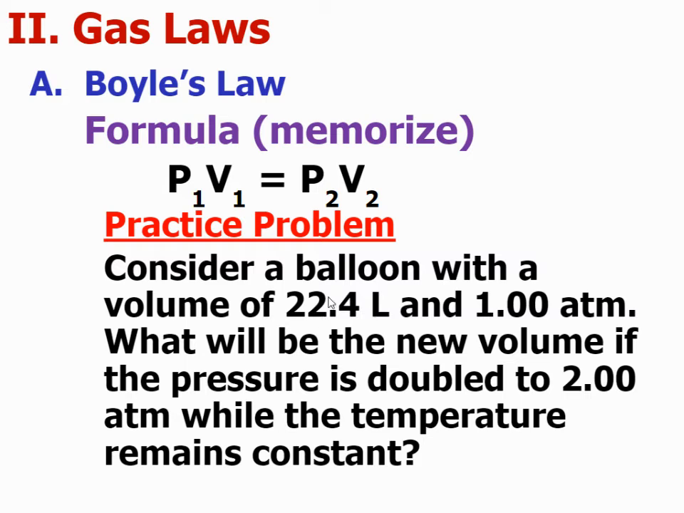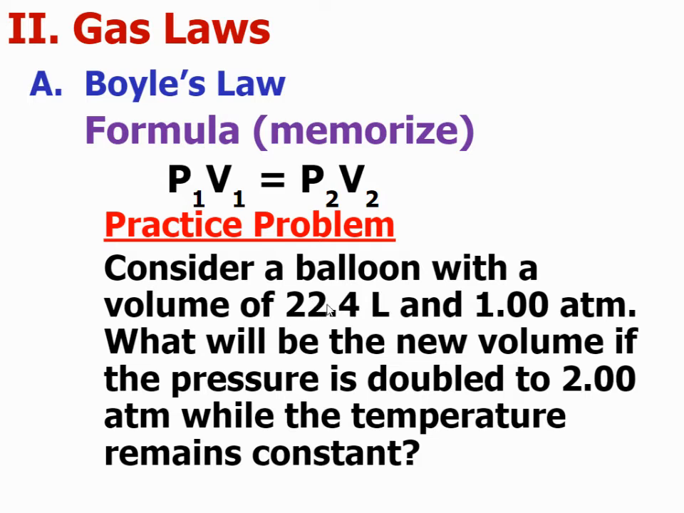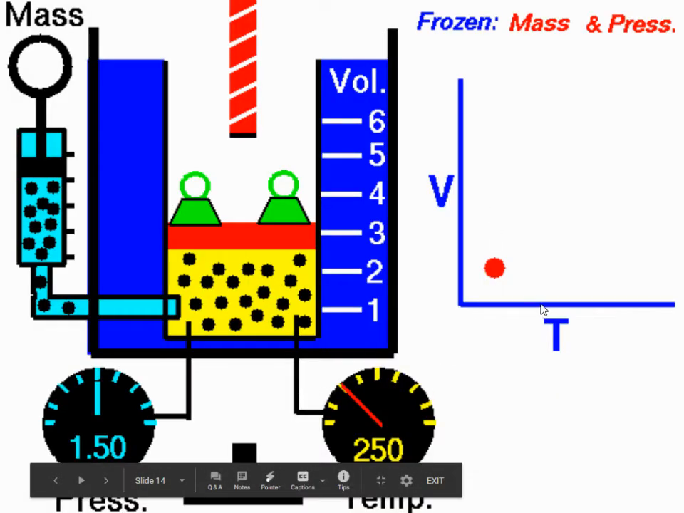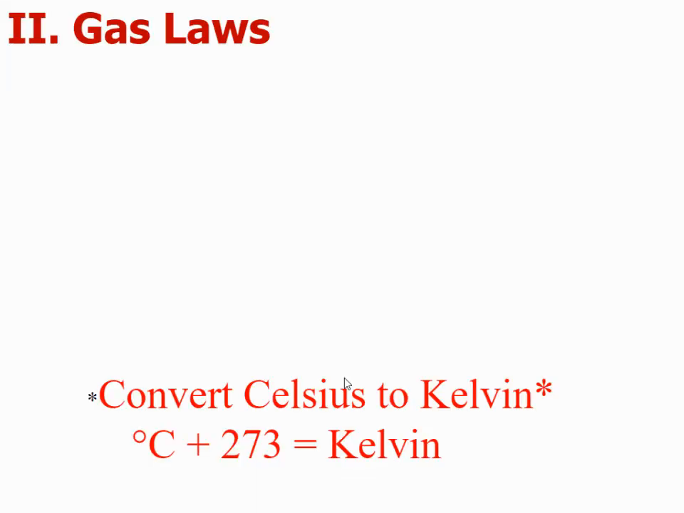If we're looking at this, we have our volume here, we have our atmospheres. So for the constant, consider a balloon volume of 22.4 at 1 atmosphere. If we double that pressure, that means we're taking our volume and cutting it in half. Does that make sense? Whatever we multiply our pressure by, we divide our volume by to get our answer. So if the temperature stays the same and your pressure increases, your volume decreases.